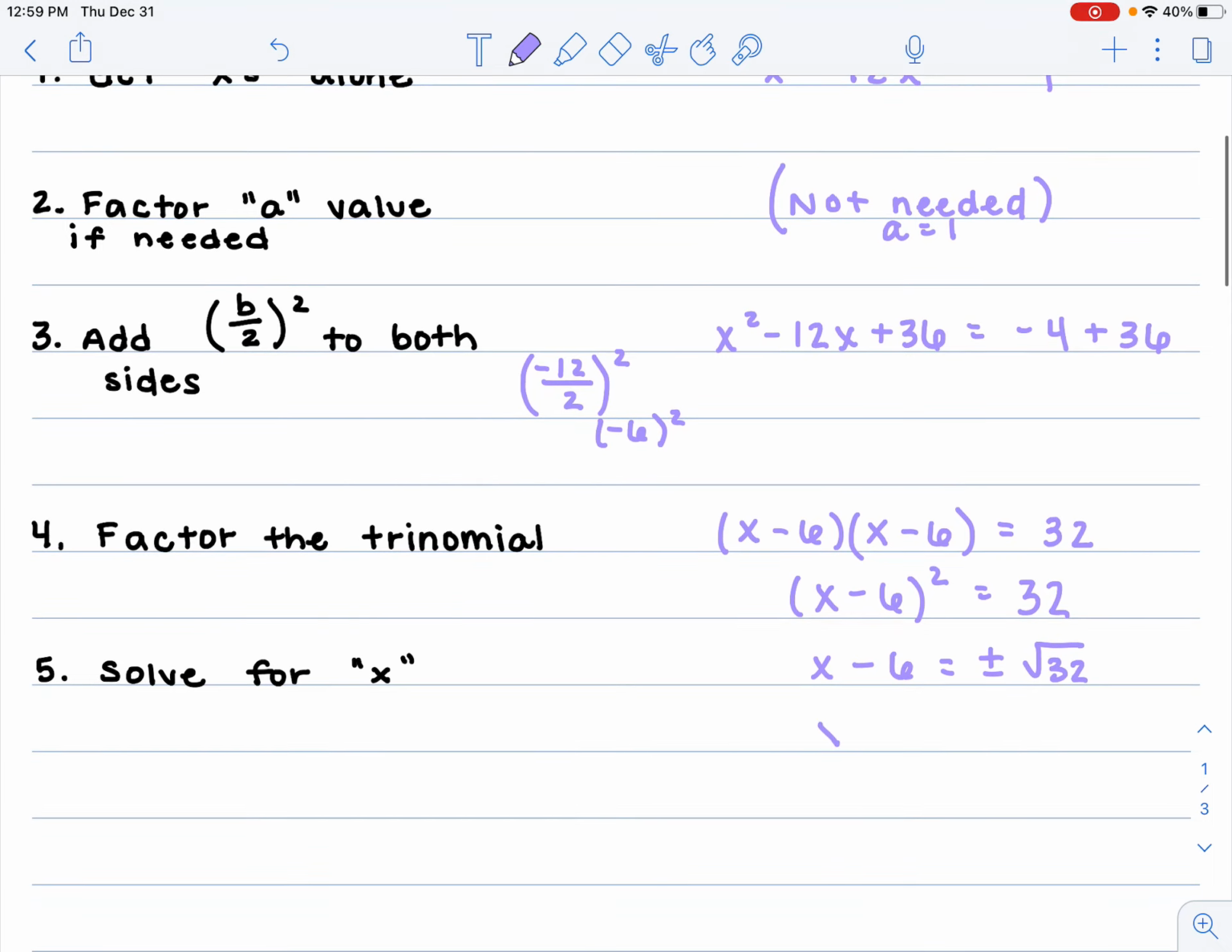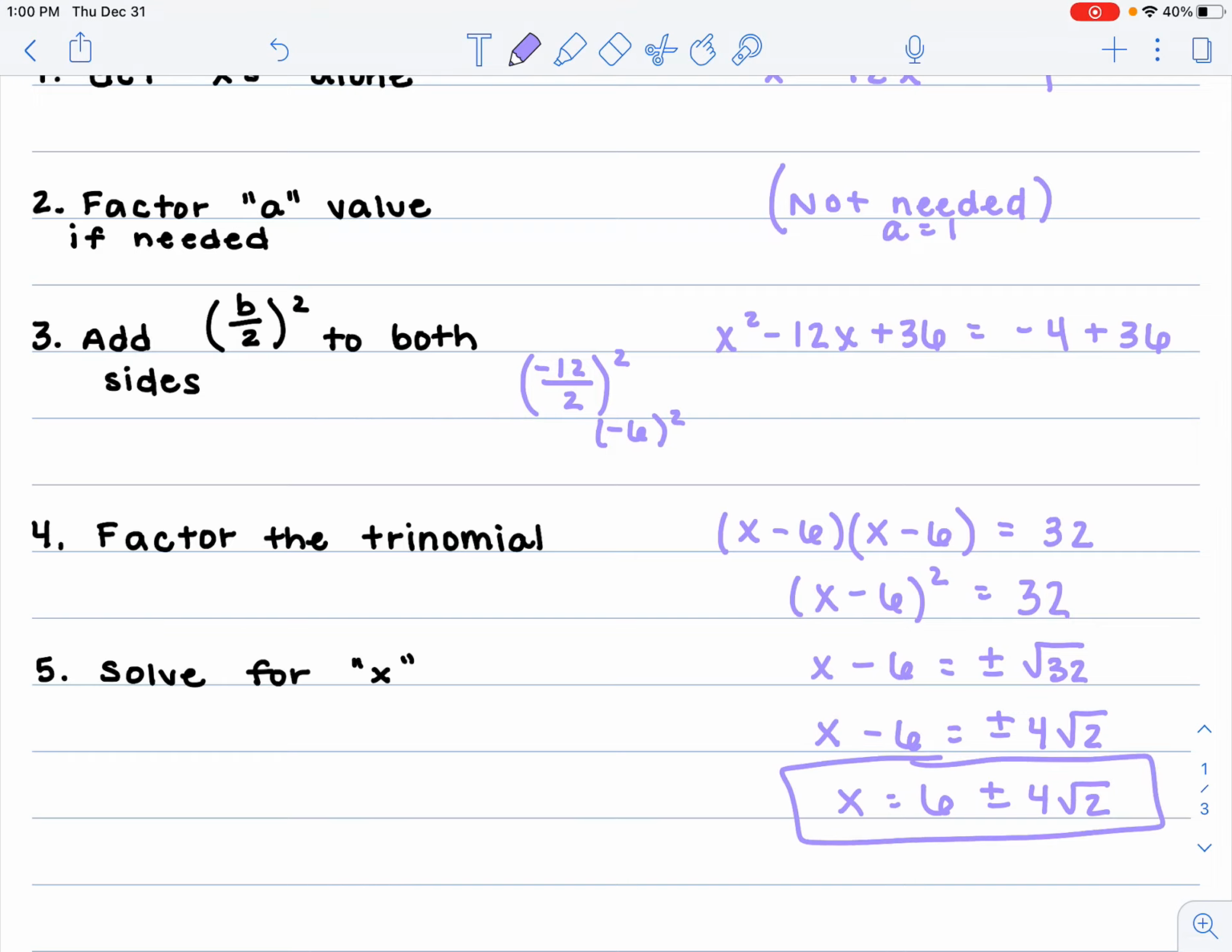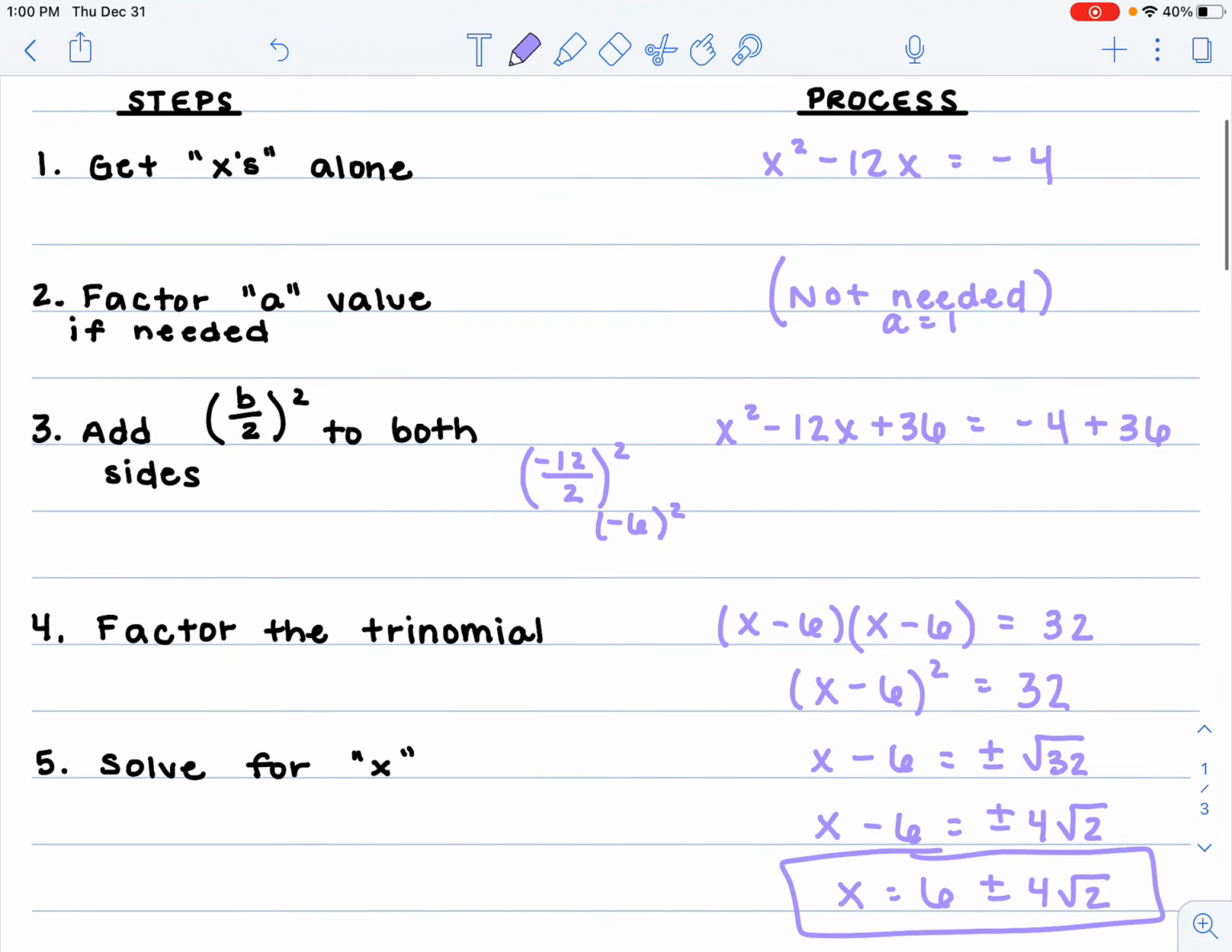I'm going to go ahead and reduce that 32 real quick. 32 can be broken up into 16 and 2. The square root of 16 is 4, so I'd say this is x plus or minus 4 radical 2. I'm going to add that 6 over. So my final answer is x equals 6 plus or minus 4 radical 2. The big part of completing the square is steps 3 and 4.